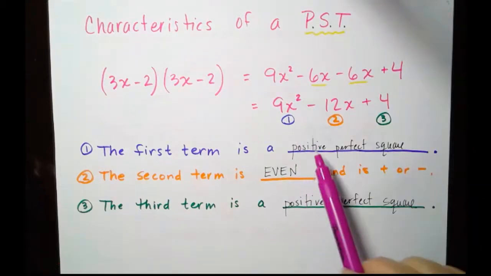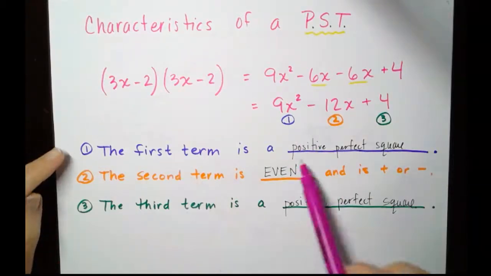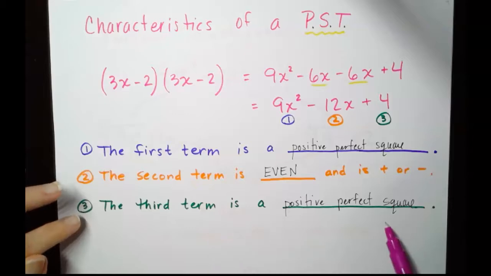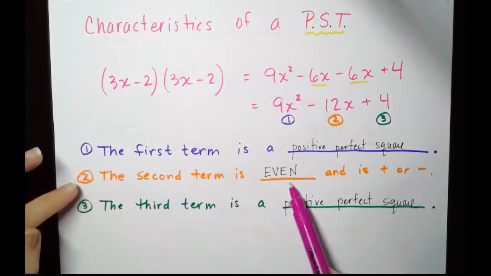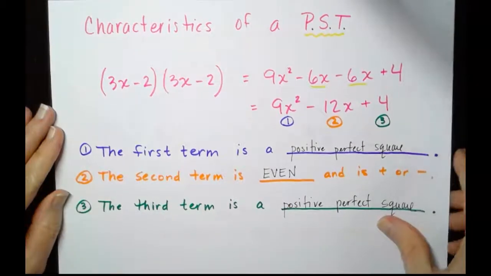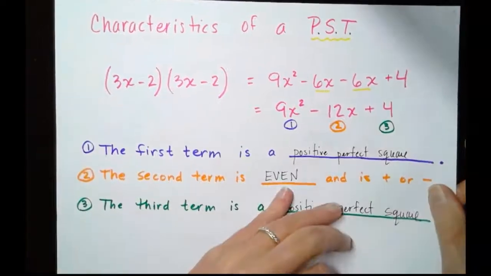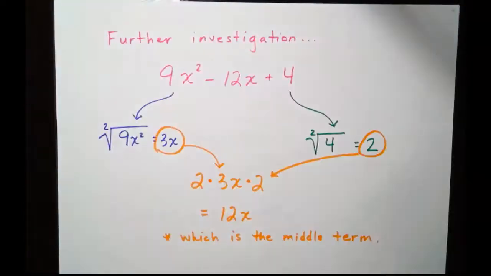Obviously, it has to have three terms because it's a trinomial. First term's a positive perfect square, third term's a positive perfect square. The second term has to be even. Now let's look at that middle term, that second term, a little bit more in depth.